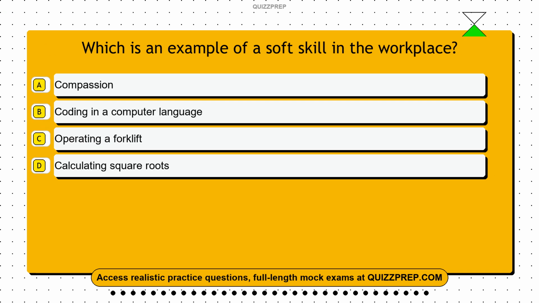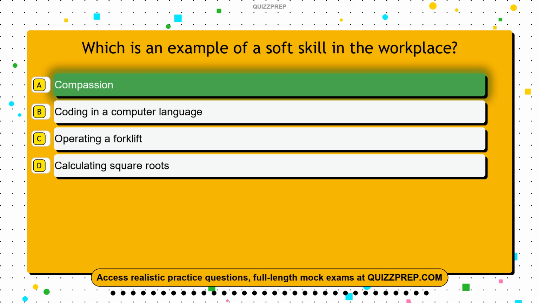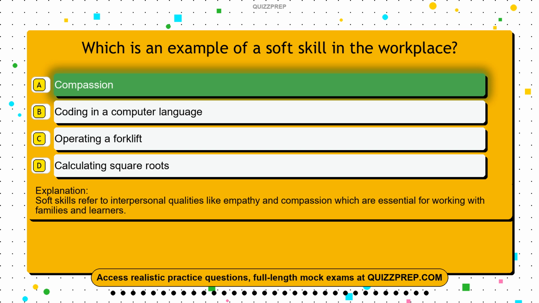Question 26. Which is an example of a soft skill in the workplace? Option A, compassion. Option B, coding in a computer language. Option C, operating a forklift. Option D, calculating square roots. The correct answer is option A, compassion. Soft skills refer to interpersonal qualities like empathy and compassion, which are essential for working with families and learners.